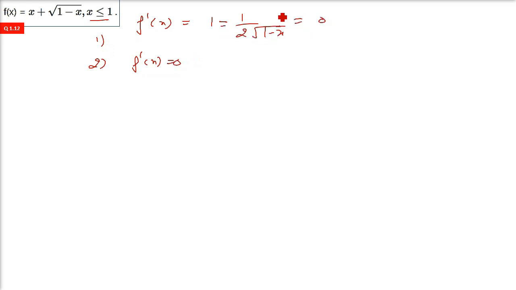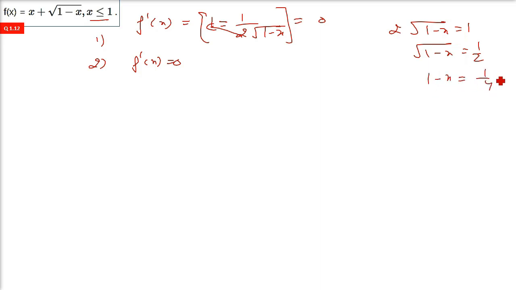I am writing it here only. This is the whole LHS and RHS, left hand side and right hand side. On either side, twice under root 1 minus x is 1. Under root 1 minus x is half. Now you can square it. 1 minus x is 1 by 4. X will be equal to 1 minus 1 by 4, and 1 minus 1 by 4 is simply 4 minus 1 by 4, that is 3 by 4. X gives you 3 upon 4.